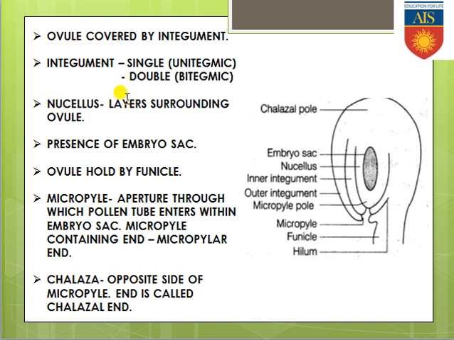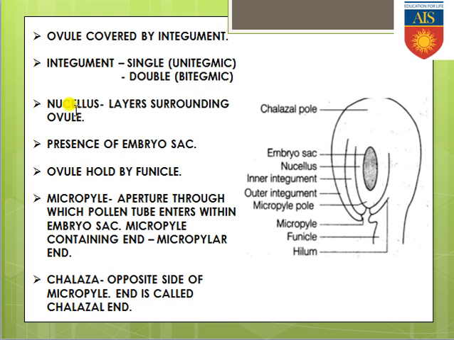First of all, we have to keep in mind that the ovule is covered by a skin-like layer which is commonly known as integument. This integument can be single layered. In that case the ovule is commonly known as a unitegmic ovule, and if the integument is two layered, that means double layered, then it is commonly known as a bitegmic ovule. So based on the number of integuments, we can separate the ovule into two different categories, unitegmic and bitegmic.